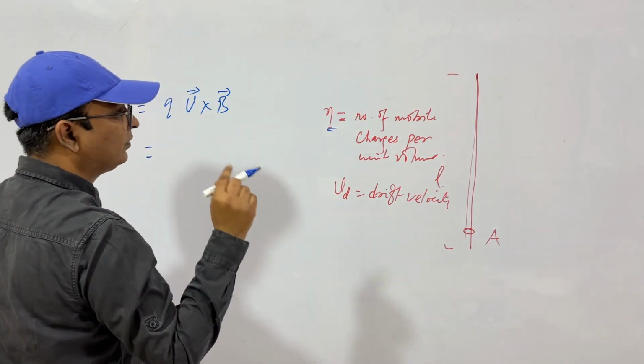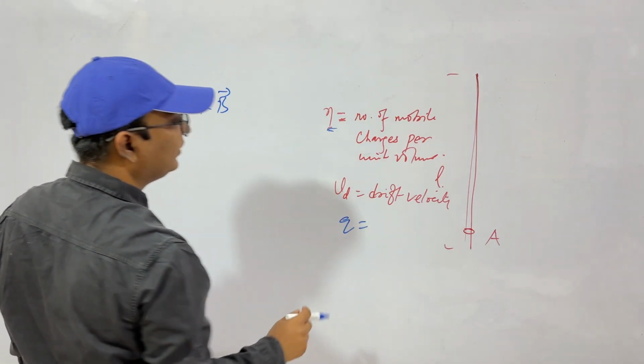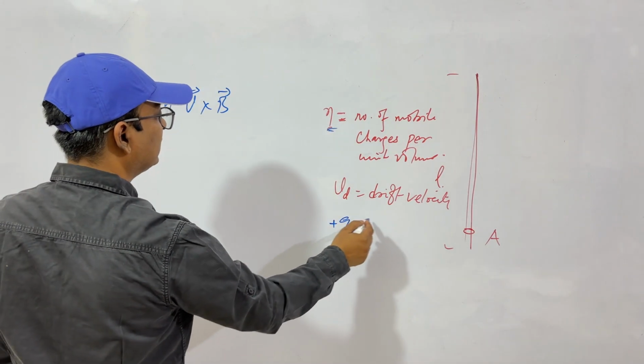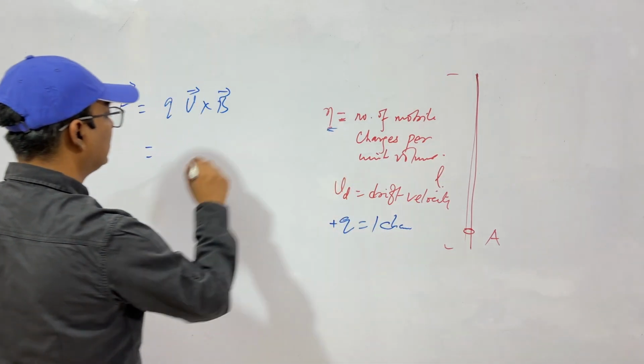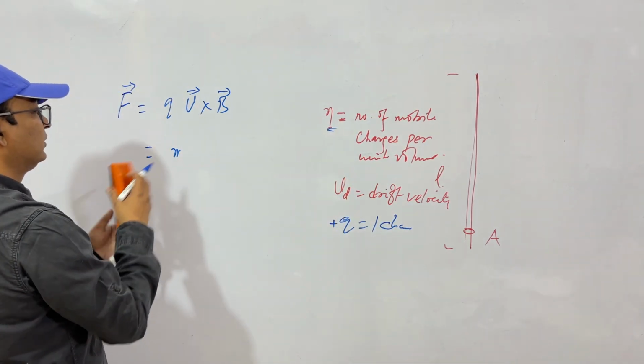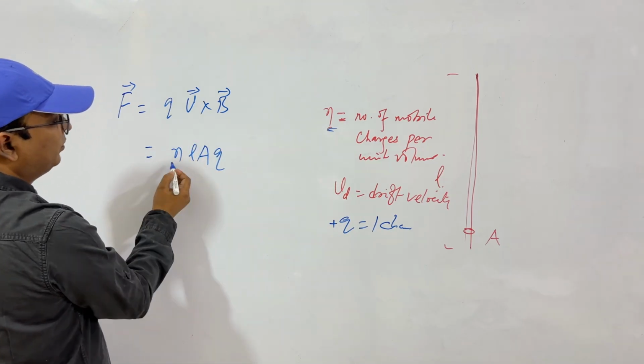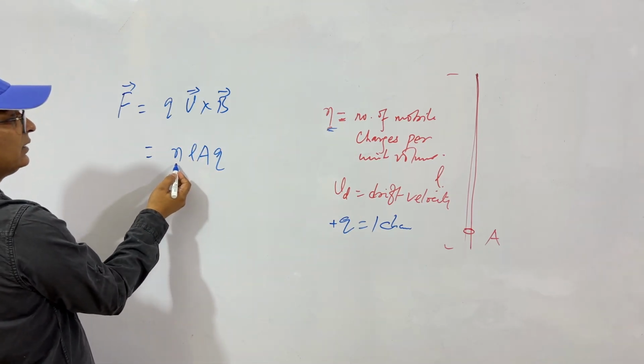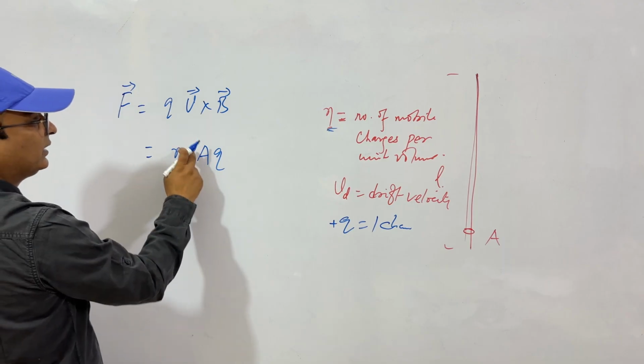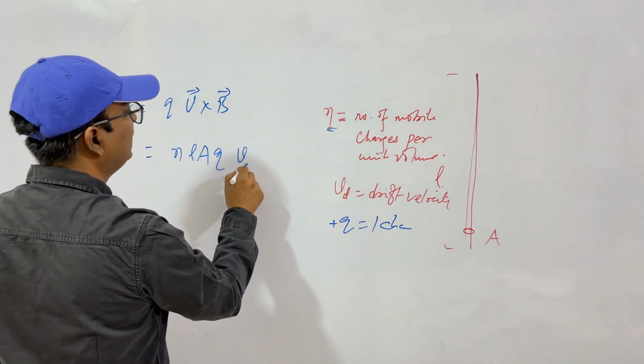So what will be Q here? If we have one charge equal to Q, let's say this is one charge, then the total number of charges is N into L into A, into Q. Why? Because N is the mobile charge density, into volume, gives the total number of charges, into Q. And then VD cross B.